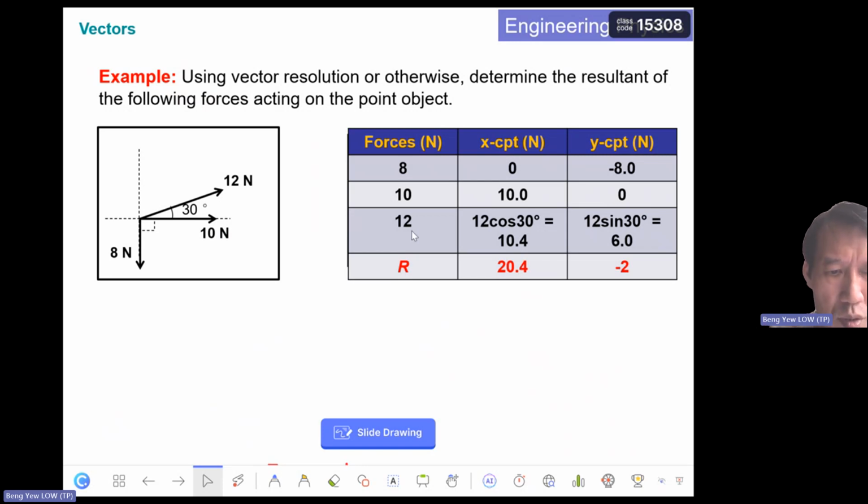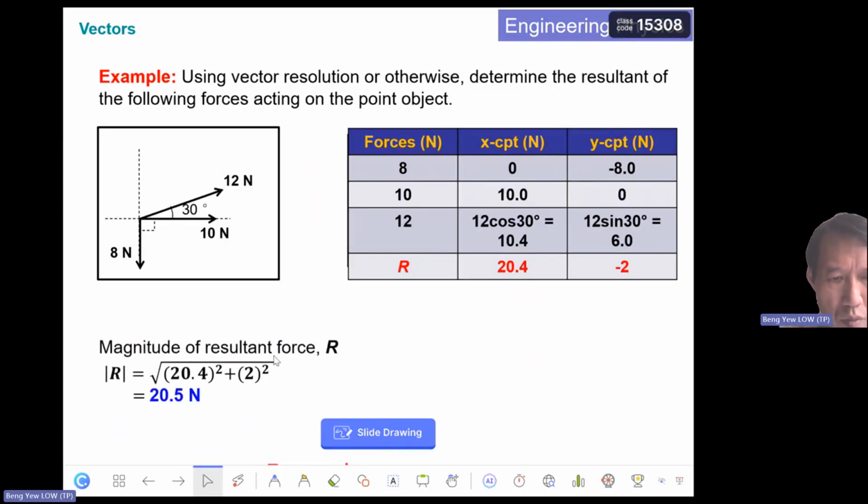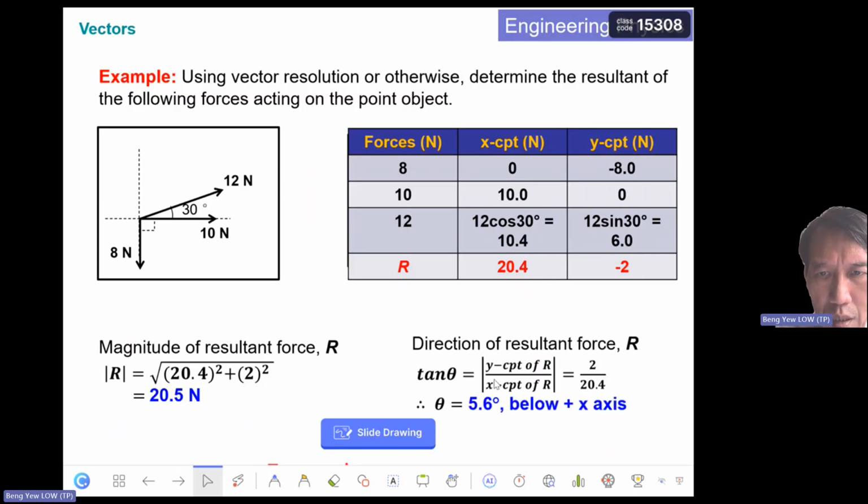The 12 Newton force can be resolved into its x and y components. The x component of the resultant force is found by adding the x components together. Using the same method, you can find the y component of the resultant force. The magnitude of the resultant force can be found from the Pythagorean theorem, and the direction using the tangent function.